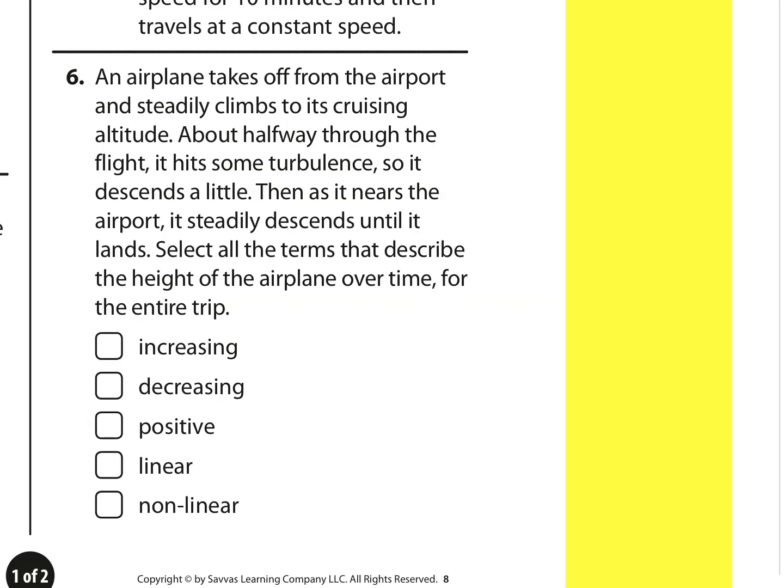Number 6 describes a situation. We'll represent looking at it as a graph. An airplane takes off from the airport and steadily climbs to its cruising altitude. So we see it starts out, then it gets to a cruising altitude, which is staying the same. About halfway through the flight, it hits some turbulence, so it descends a little. And we know that's about halfway, so it's going to continue to go straight across a while. And these should be straight across. They don't look perfect, but they're about going across. Then as it nears the airport, it steadily descends until it lands.